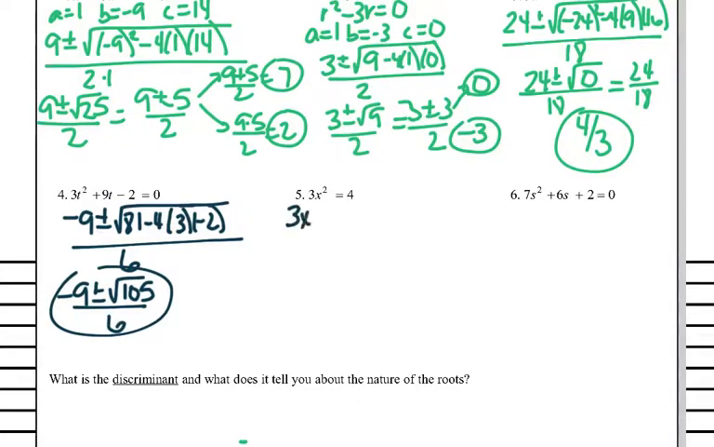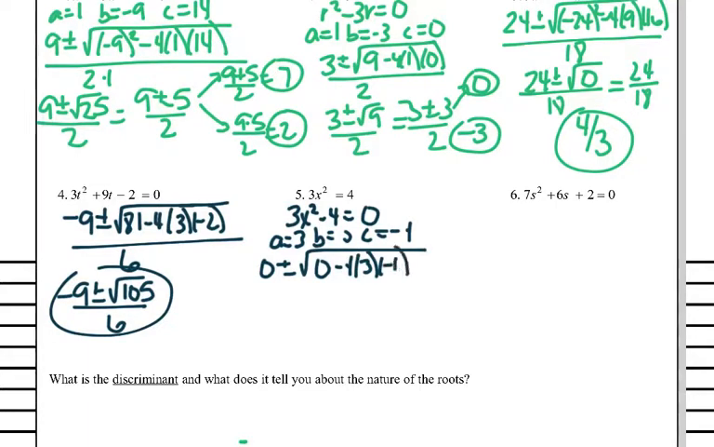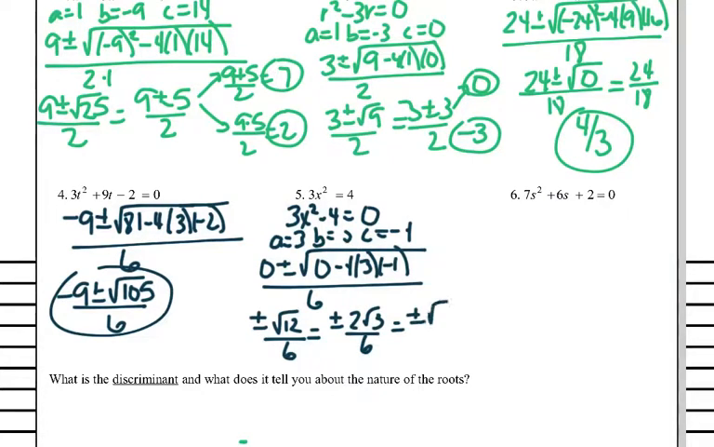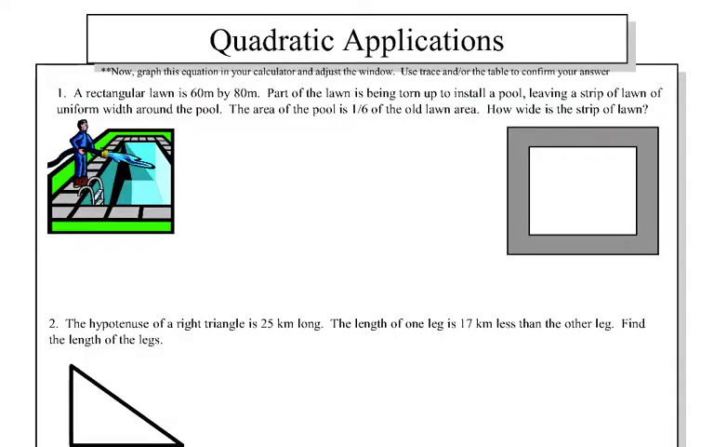Here with 3x squared minus 4 equals 0, the a is 3, but the b is 0, and the c is negative 4. So 0 plus or minus square root of 0 minus 4 times 3 times negative 1 all over 6. So this is going to be plus or minus root 12 over 6, or plus or minus 2 root 3 over 6, or plus or minus root 3 over 3. Did I do that right? Perfect.